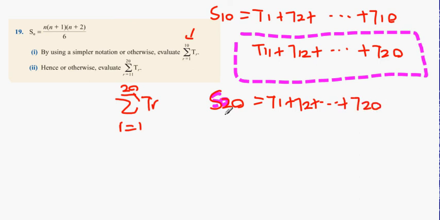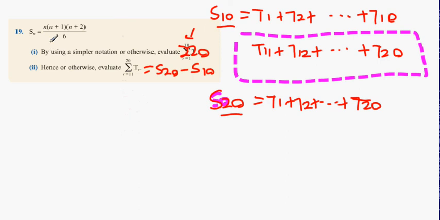So you can see that the difference between S20 and S10 is that S10 is missing terms 11, 12 all the way to 20, while S20 includes all the terms from term 1 to term 20. So this one here is basically S20 minus S10. We know that S10 is 220, so now we have to find out what S20 is.